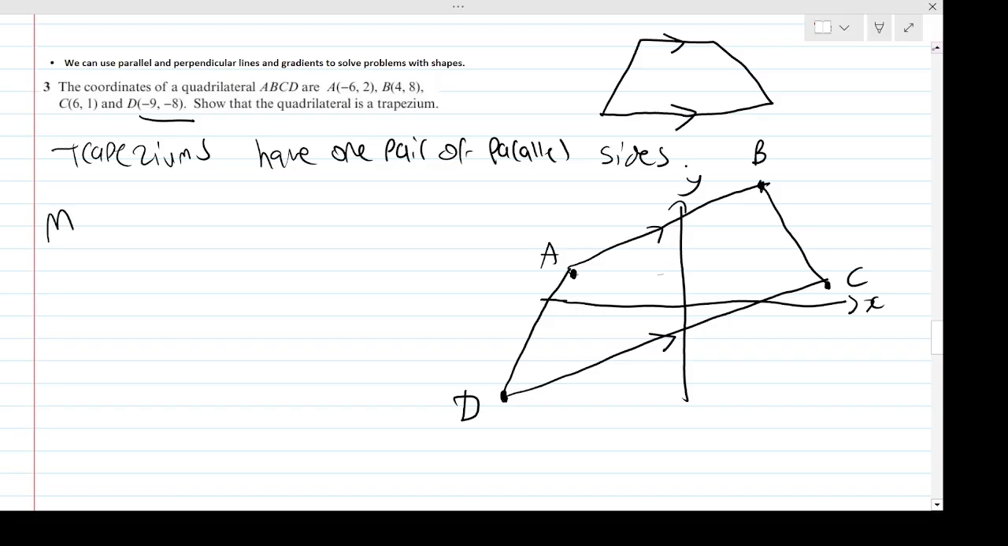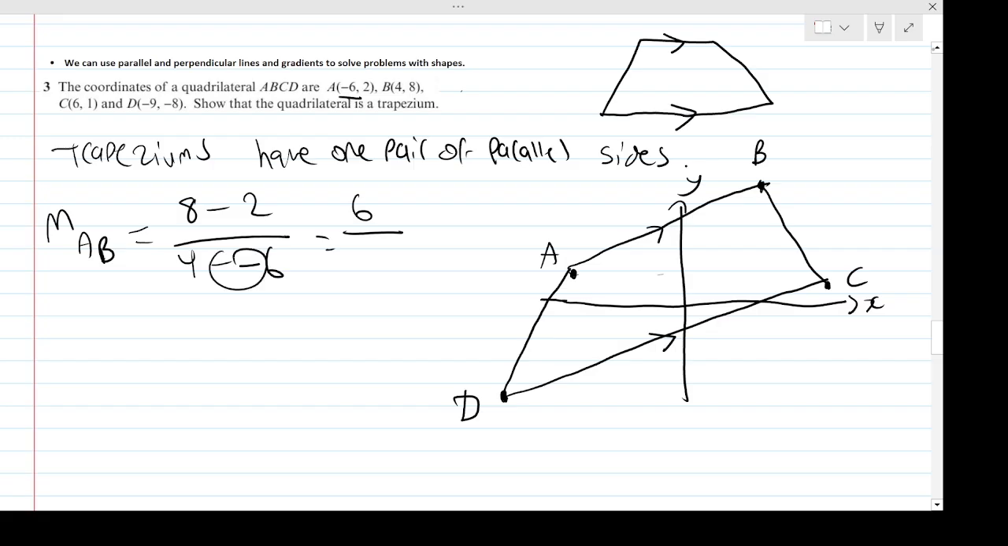So firstly, the gradient of the side AB, that's going to be the change in Y. Between A and B, I'm going to take B to be the first point. So B, firstly, the Y is 8, and take away the other Y value, A, that'd be -2, okay? Then that'd be out of the change in X. So X at 4 there, and then take away the other X at -6. So 8 minus -2 is 8 plus 2, which is 10, and with the double negative, 4 plus 6 is 10. And that will simplify down to 3/5, okay?